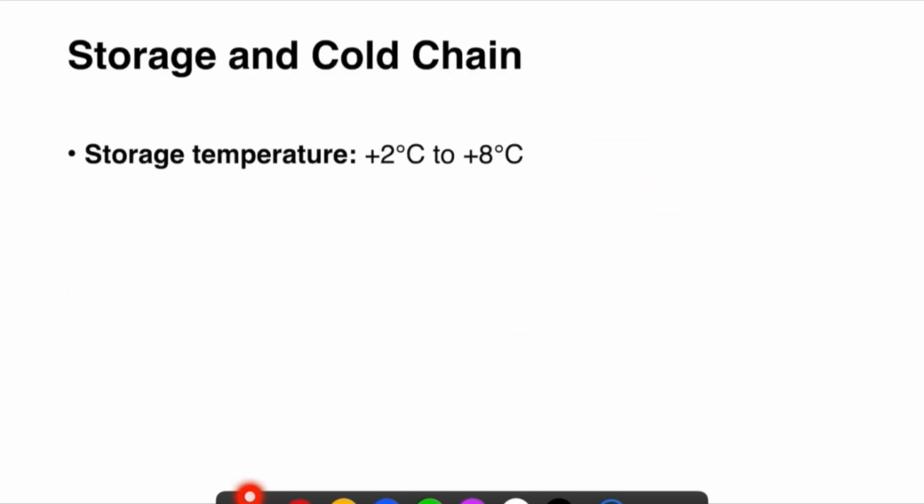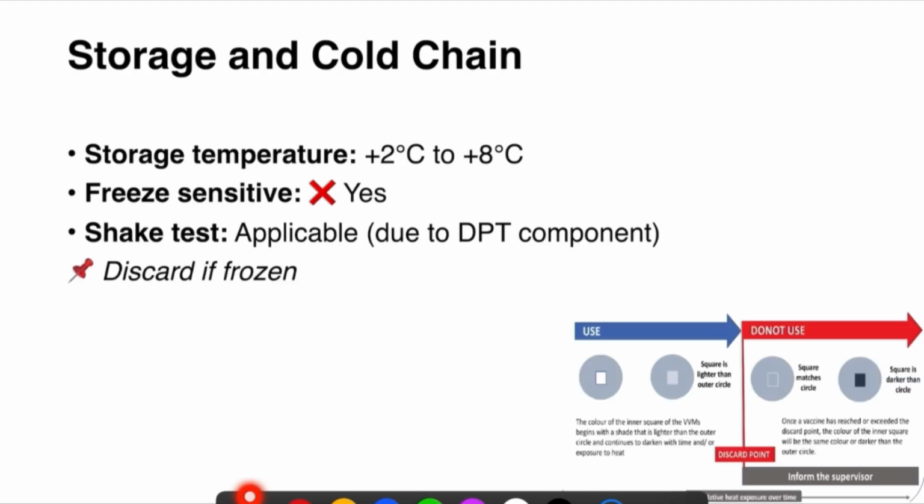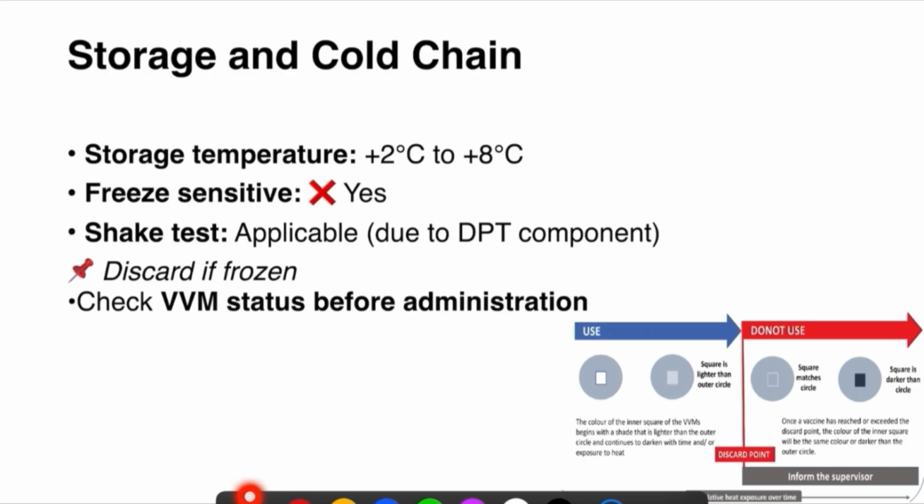This vaccine needs to be stored at +2 to +8 degrees centigrade, and it is freeze sensitive also. So the shake test is applicable due to the DPT component. We have to discard the vaccine if it has been frozen, and before giving the vaccine, we have to check the vial status like we check while giving the other vaccines as well. Discard if the vaccine vial monitor reaches the discard point. It means if the color of the inner square matches the color of the circle or it is darker than the circle, then we don't use the vaccine.